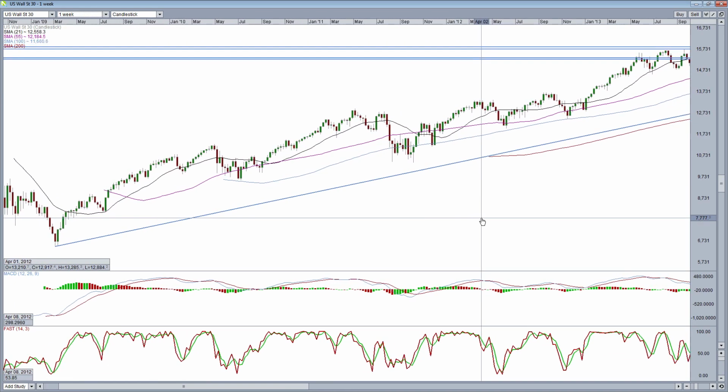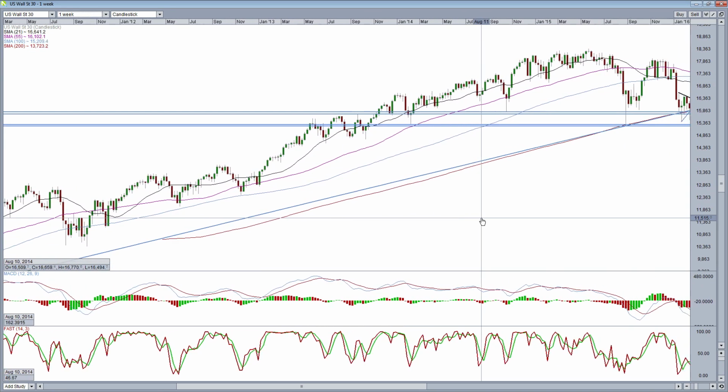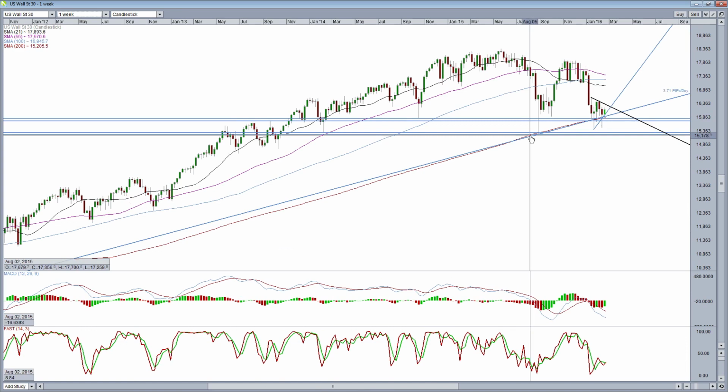The first touch being the financial crisis lows, and then a couple of touches more recently when we've been trading down at these levels. We've also got the 200-week simple moving average, which has provided support along the way. You can see again back in August and more recently. But we haven't had a close below this ascending trend line, which is quite interesting.